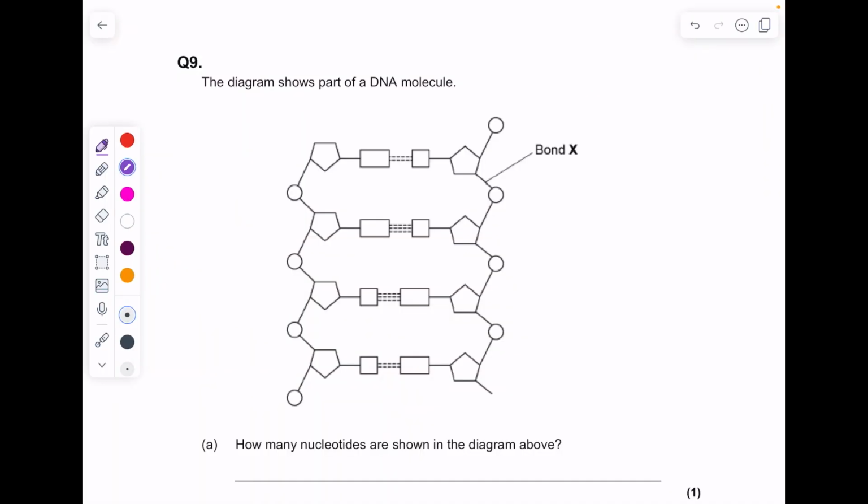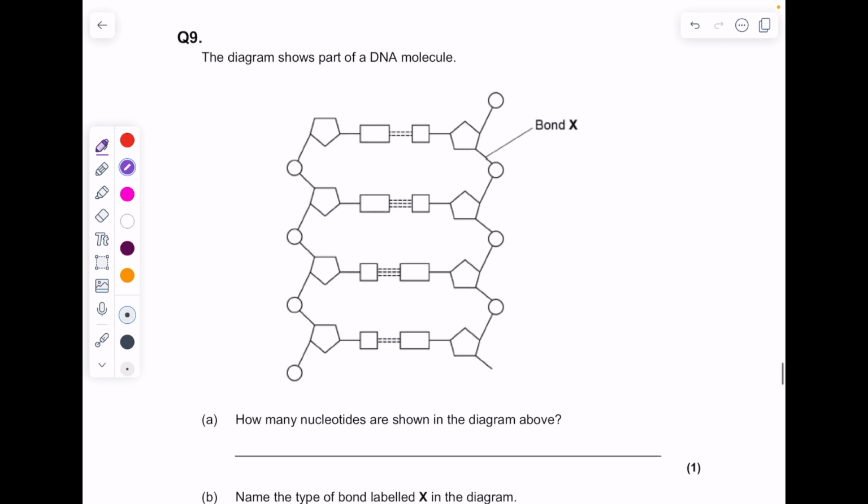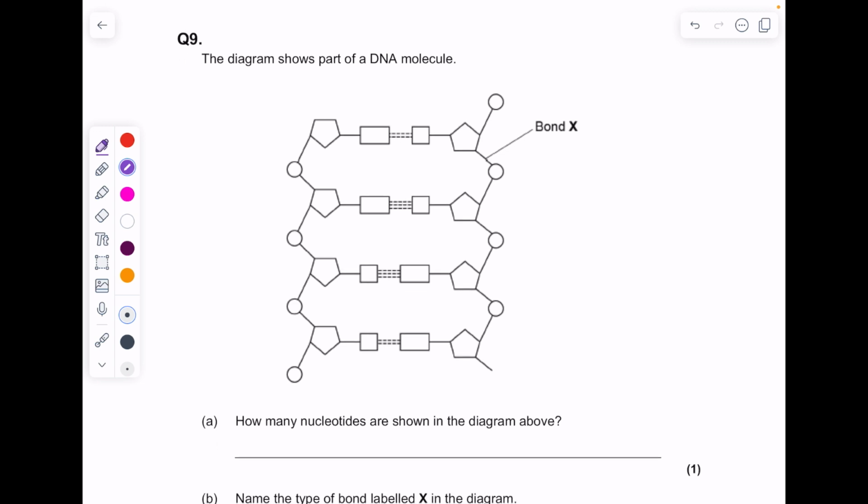The diagram shows part of a DNA molecule. How many nucleotides are shown in the diagram above? I'll mark them off. Remember that a nucleotide is a phosphate, sugar plus base. 1, 2, 3, 4, 5, 6, 7, 8. The answer is 8.